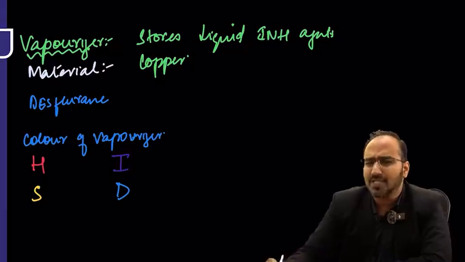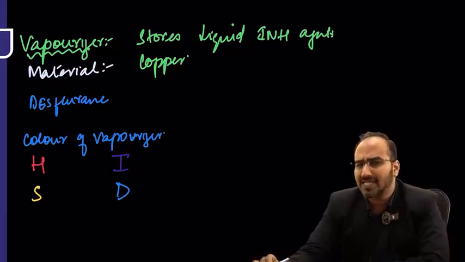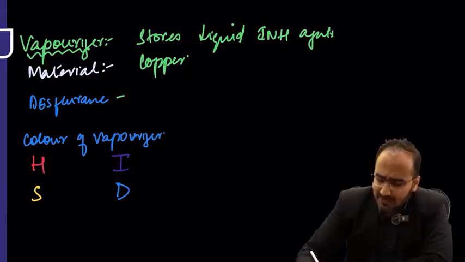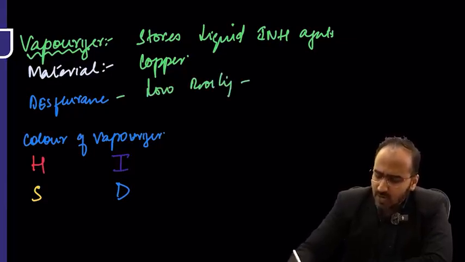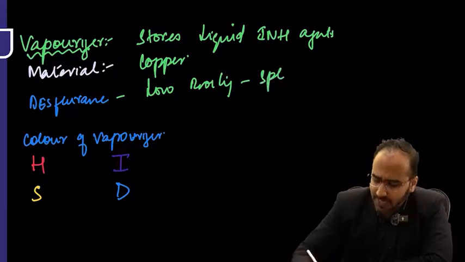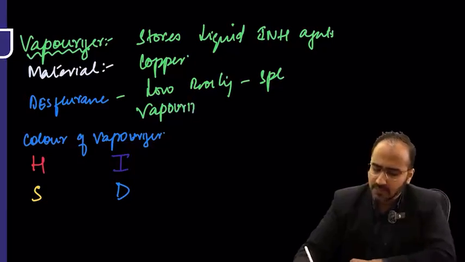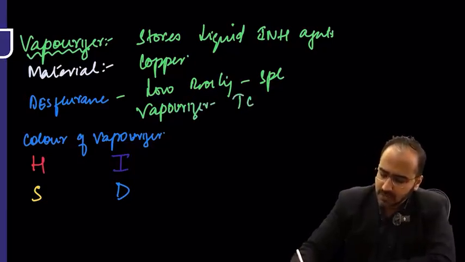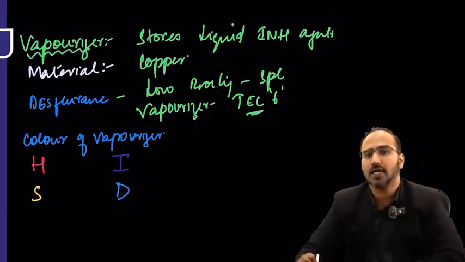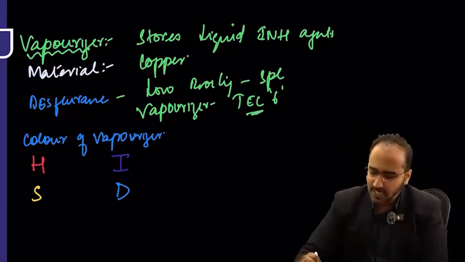Normally, all the agents are stored in one type of vaporizer, but desflurane, as it has a low boiling point, requires a special vaporizer, which is the Tec 6 vaporizer, which is very costly. Desflurane requires a special vaporizer which is very costly.